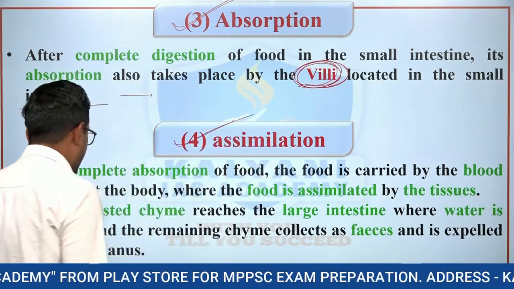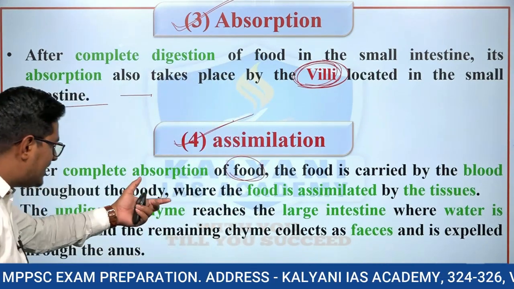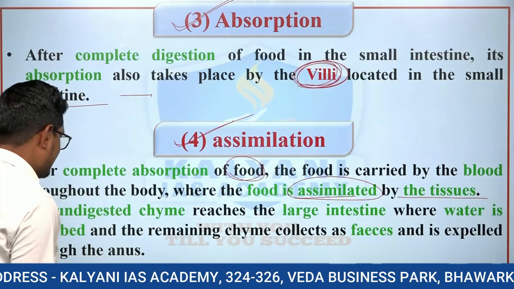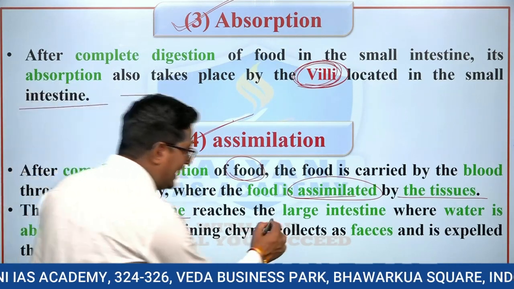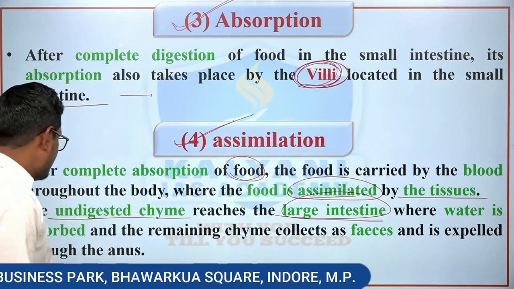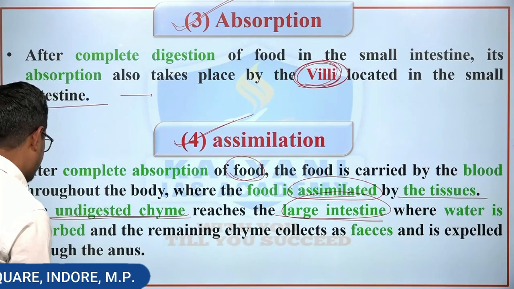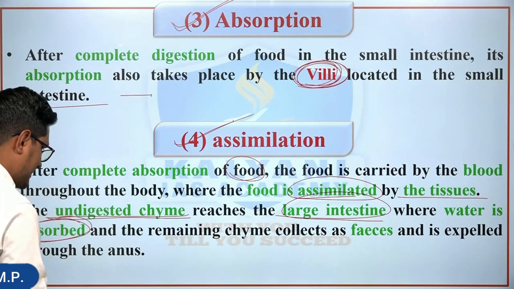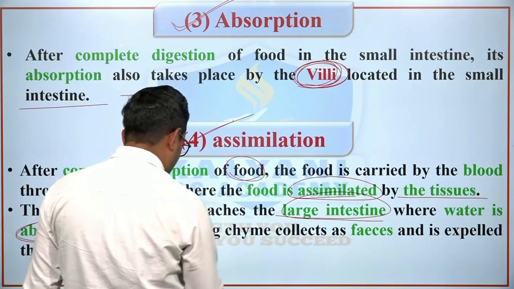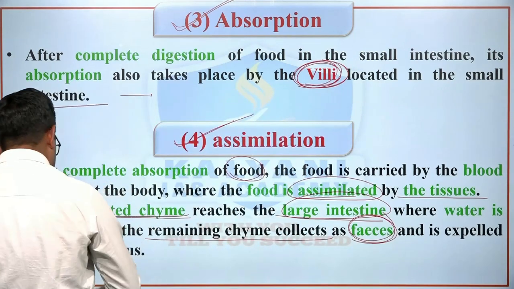Then assimilation, right? After complete absorption, the food is carried by the blood throughout the body, where it is assimilated by the tissues. Right, the undigested chyme reaches the large intestine. Ab jo digested food hai uska kya ho jata hai, assimilation hota hai, but jo undigested chyme hota hai, reaches the large intestine, where water is absorbed. Water absorb kiya jata hai, sath hi sath kuch minerals bhi absorb kiye jate hain, and after that the remaining chyme collects as feces or stool expelled through the anus.